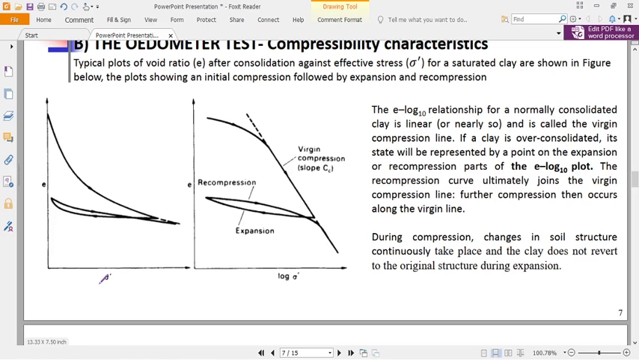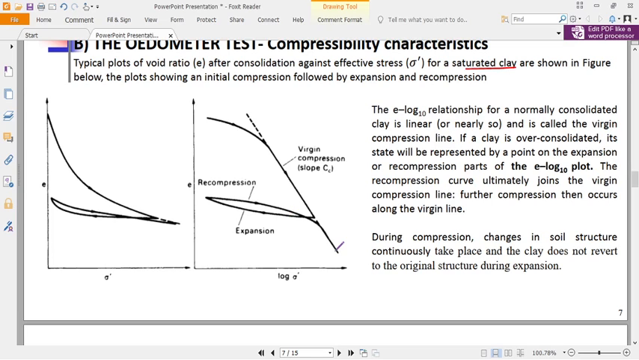I mean, these are effective what? Stresses. Is that okay? So a typical plot of void ratio E after consolidation against effective stress for a saturated clay, as we are looking at consolidation, is shown in the figure below. The plot shows an initial compression, followed by expansion, then also recompression.